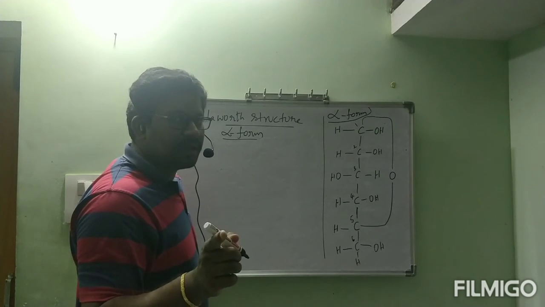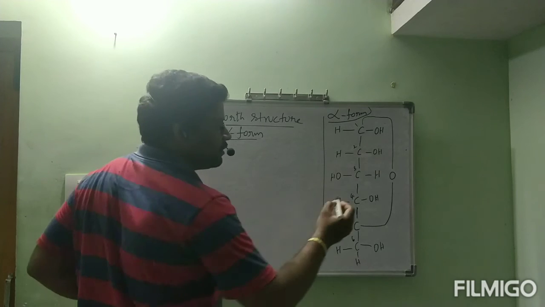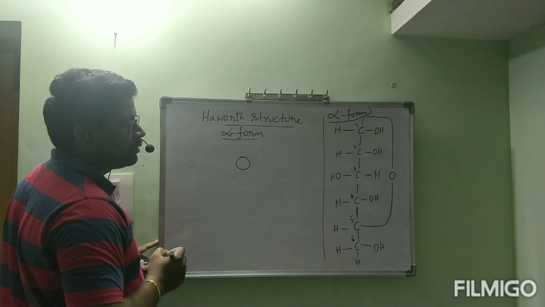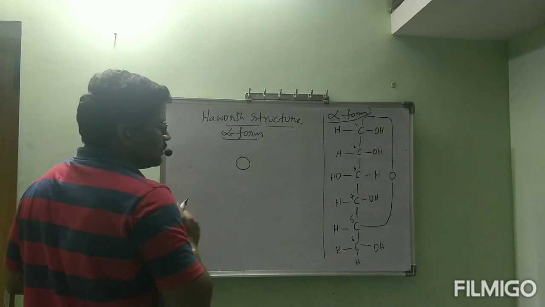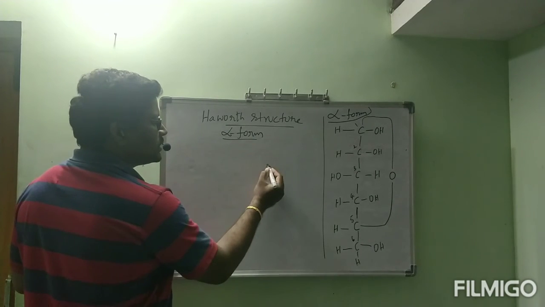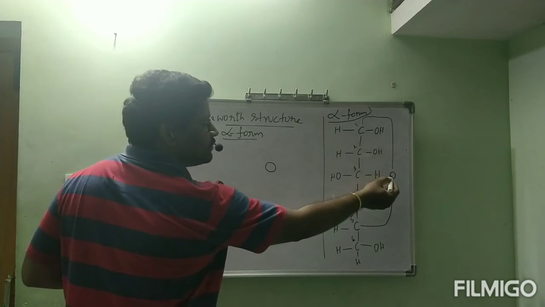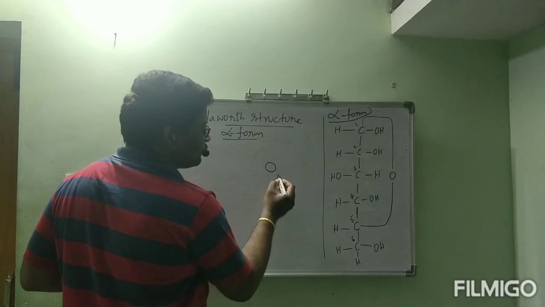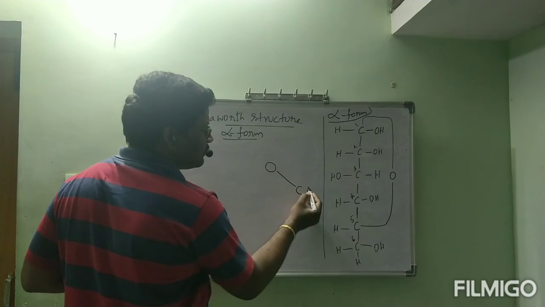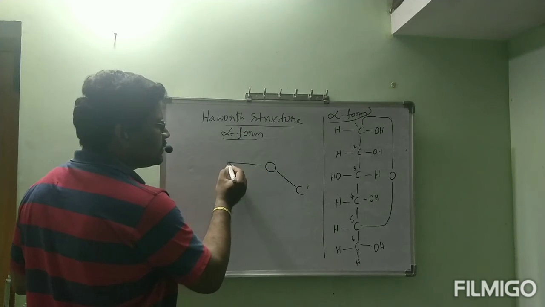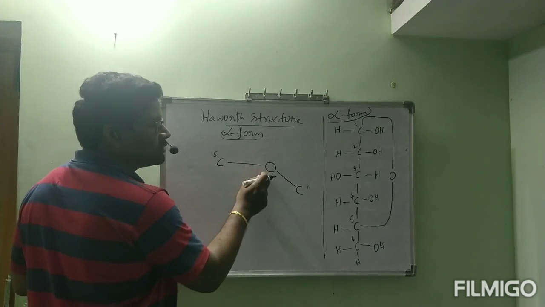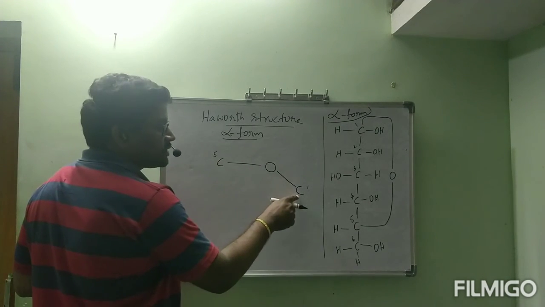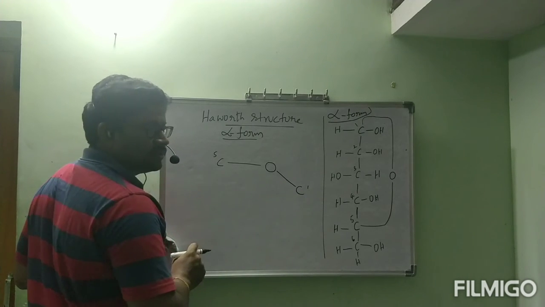Okay, you have to be very careful to write these structures. Now first concentrate on this oxygen. I wrote this oxygen here. This oxygen is bonded to first carbon as well as fifth carbon. Correct? First carbon I am representing on right side. Fifth carbon I am representing on left side of oxygen.